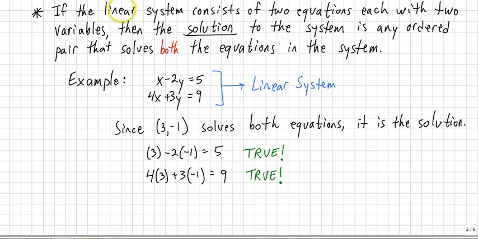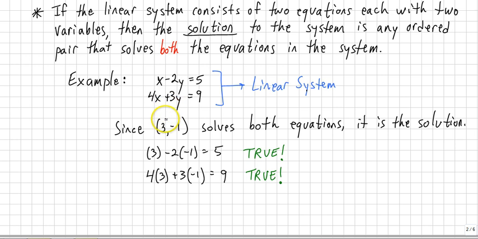If you have a linear system that consists of two equations each with two variables, then the solution to that particular type of system is any ordered pair that solves both the equations in the system. For example, let's say we have x minus 2y equals 5 and 4x plus 3y equals 9. These are both linear equations. This x is the same x for both equations, and this y is the same y for both equations. So the x and the y measure the same thing in both equations. This is a linear system because if we graph both of these equations, they would be lines.